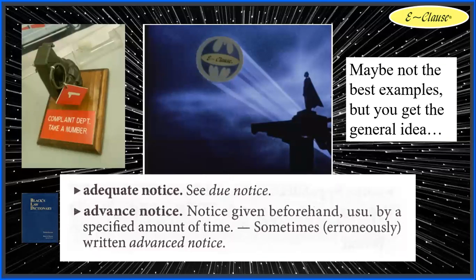Adequate notice, advance notice, is notice given beforehand by some specified amount of time. Sometimes erroneously written advance notice. So maybe these examples are not the best, but you get the general idea.